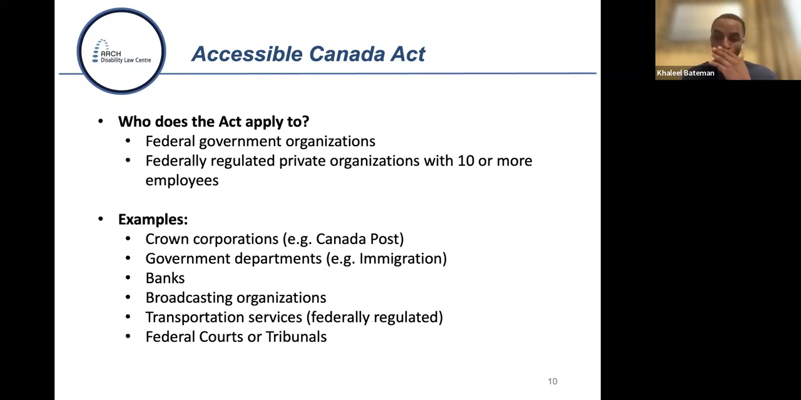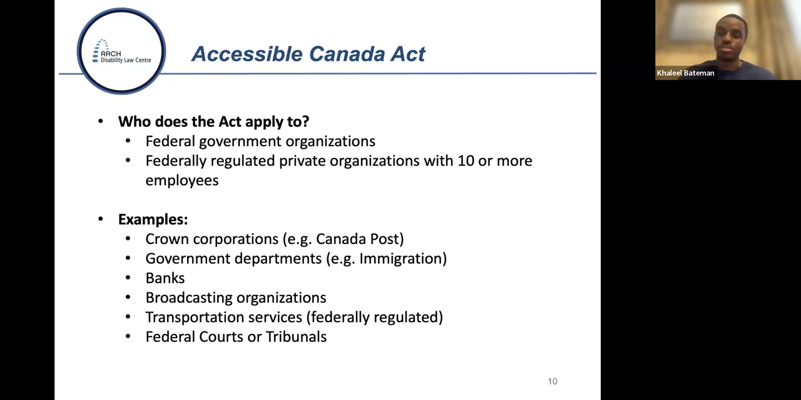So we know now that the Act is federal and does not apply to provinces or provincial organizations. But who does the Act actually apply to? Well, the Act applies to federal government organizations and federally regulated private organizations or businesses with 10 or more employees. This also includes organizations such as the Canadian Armed Forces and the Royal Canadian Mounted Police.